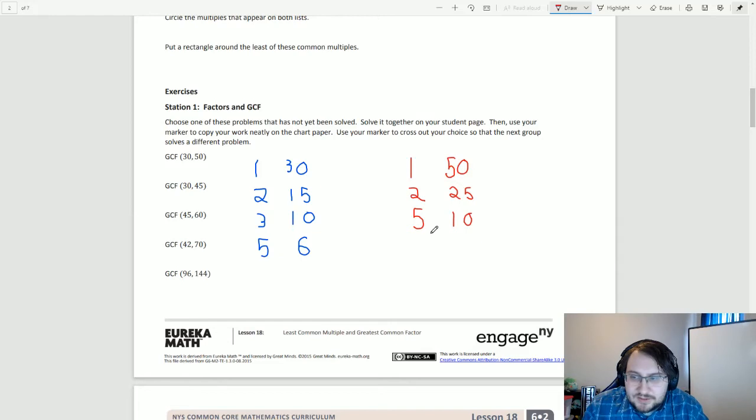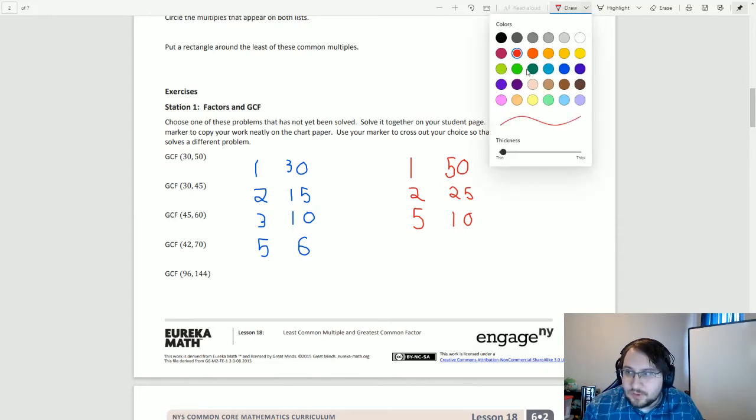Well, let's keep going. Next is 6. Can't divide 50 by 6. Can't divide 50 by 7 evenly. Can't divide it by 8 evenly. I can't divide it by 9 evenly. Oh, but I could divide it by 10 evenly. But 10, we already found 10. 10's on my other side. Which means I can stop there. And these are all of my factors for 50.